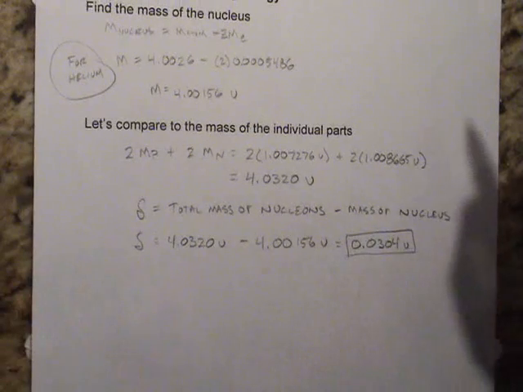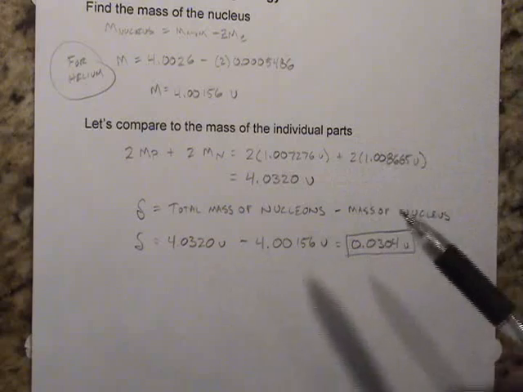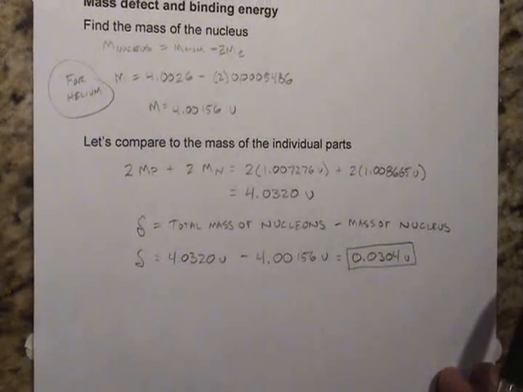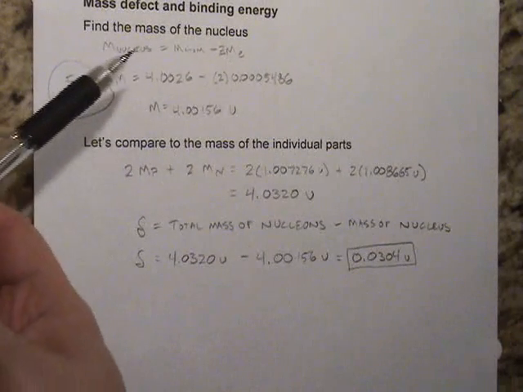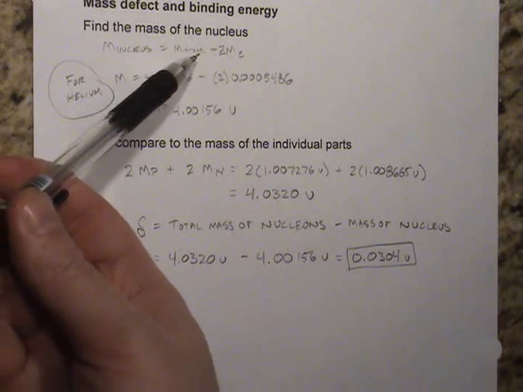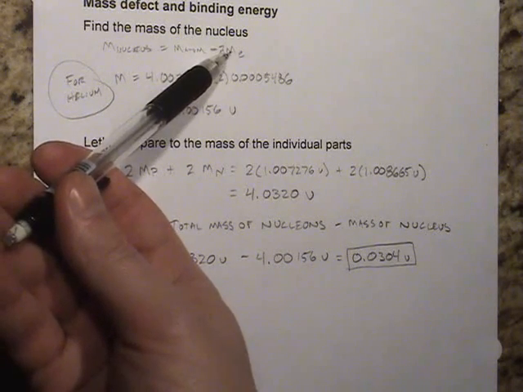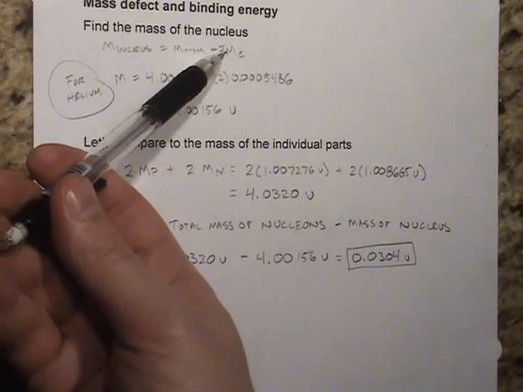This is what's referred to as the mass defect. So now, if you notice, I have two equations here. One is the equation for the mass of the nucleus. This is simply the mass of the atom minus the number of protons, the Z number, times the mass of the electrons. Remember, the number of electrons will be the same as the number of protons.